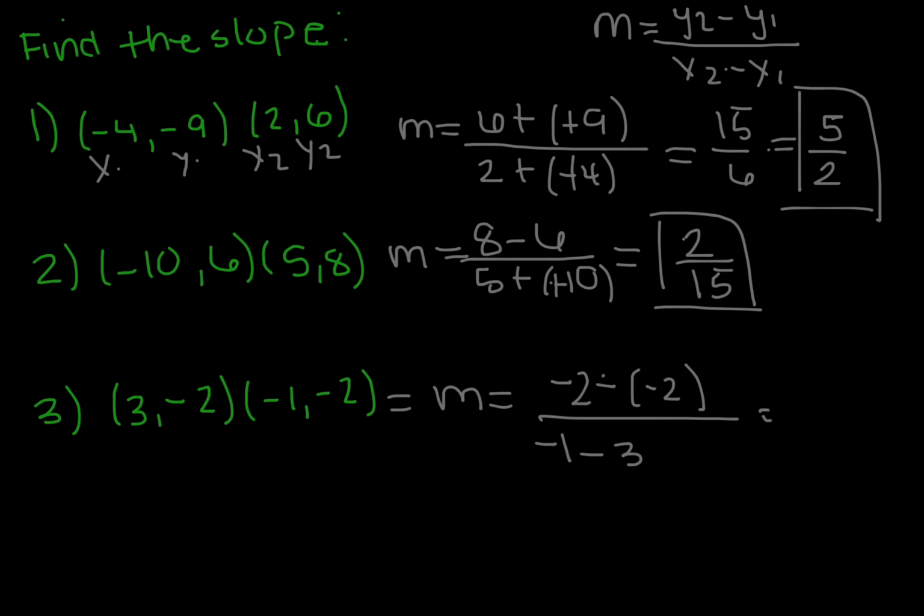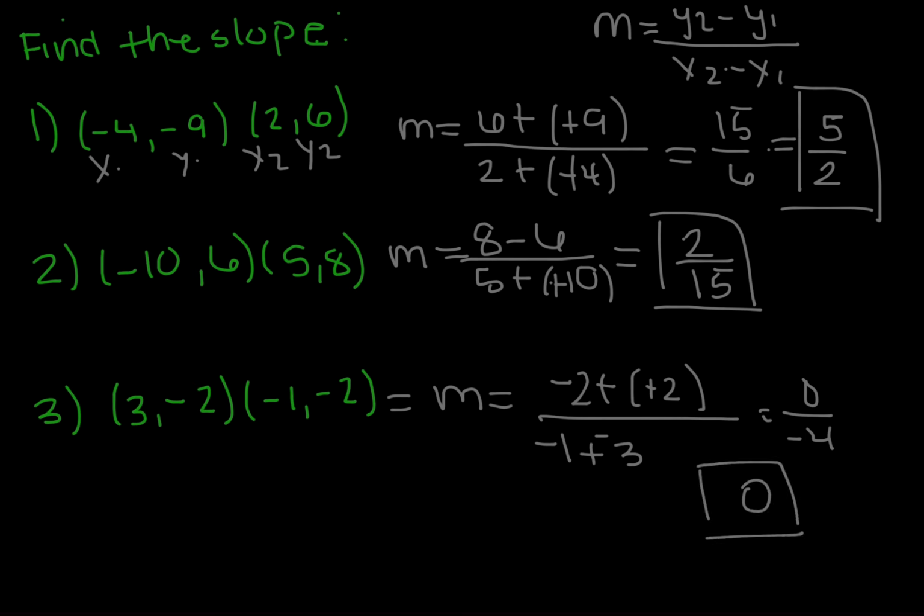-2 minus a -2, positive, positive. So -2 plus 2 is 0. On the bottom, -1 minus 3 is going to be a plus minus. -1 minus plus -3 is -4. So since the 0 is on the top, the answer is going to be 0.